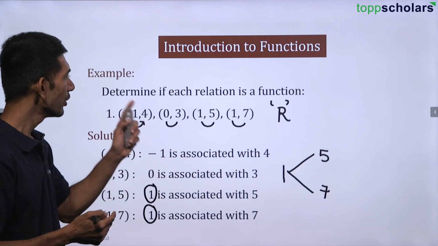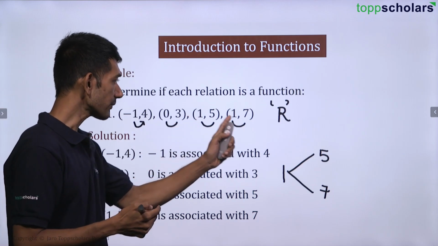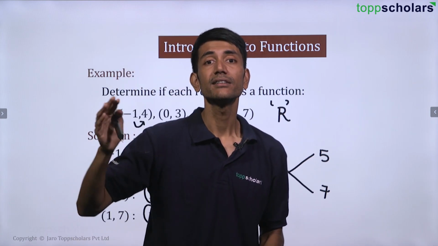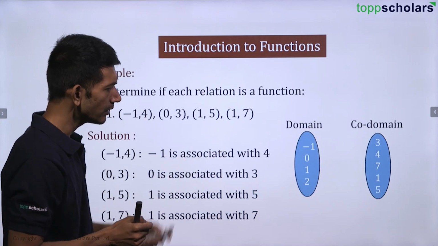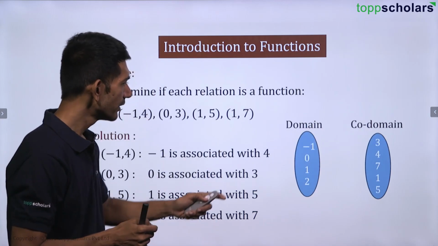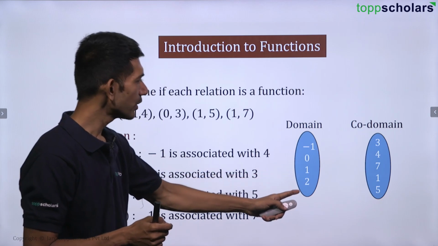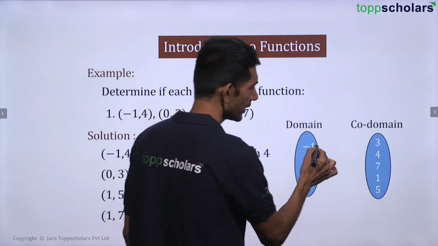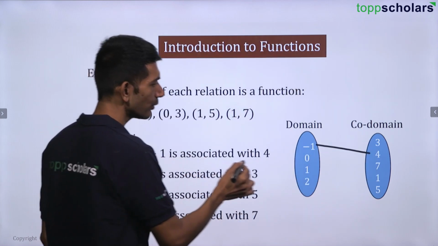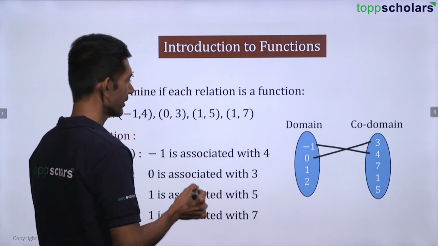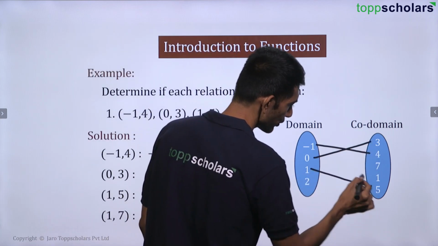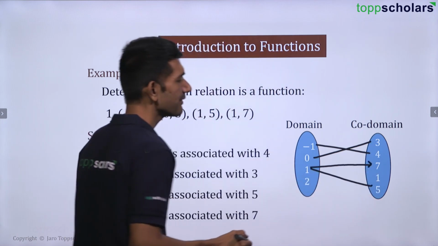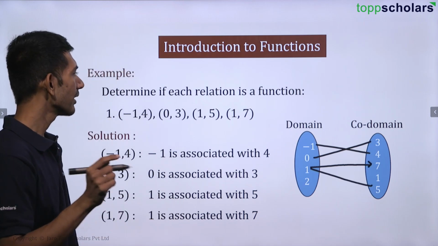This is not a function because for a function, we need to have only one thing mapped in the other set B, right? So here we have the pictorial representation of it. We have minus 1, 0, 1, 2. We have 3, 4, 7, 1, 5. So minus 1 is mapped to 4. Then 0 is mapped to 3. Then 1 is mapped to 5. And the same 1 is mapped to 7. So definitely this is not a function.